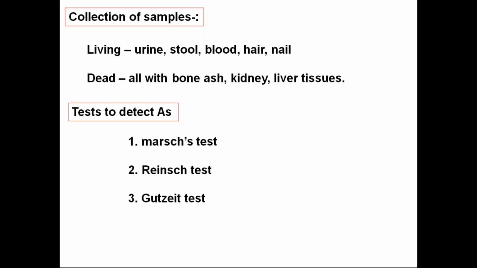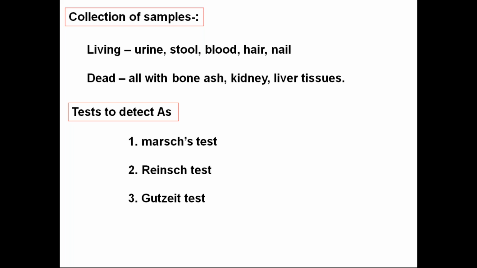So during exhumation, we can detect arsenic poisoning even from the dead body after 6 months after he died and then buried. So in dead bodies, kidney and liver tissue may not be available by that time, but bone can be there, bone ash can be there, hair can be there, sometimes nails can be there, mostly in buried bodies.